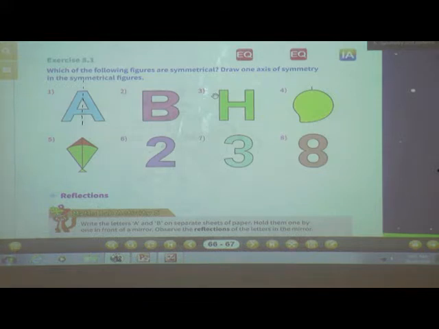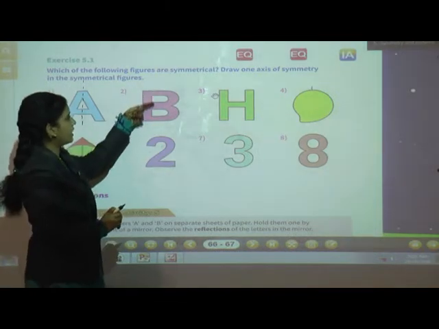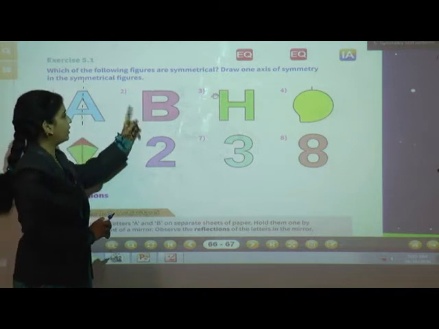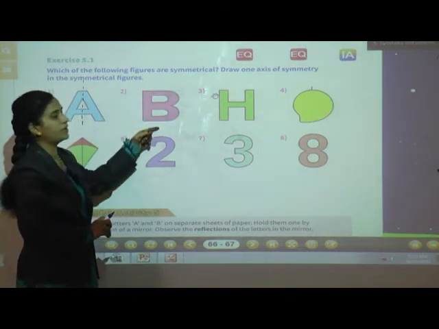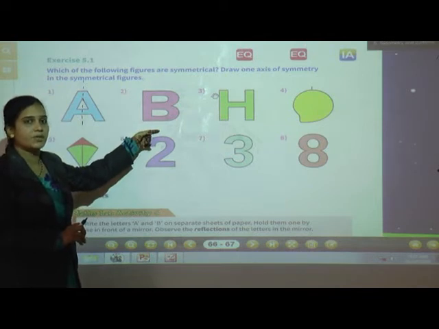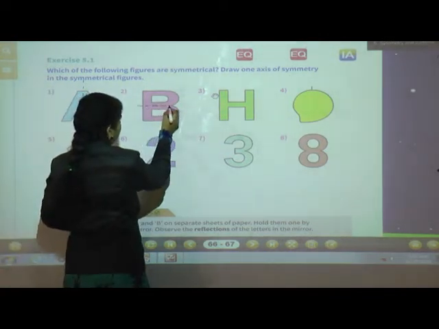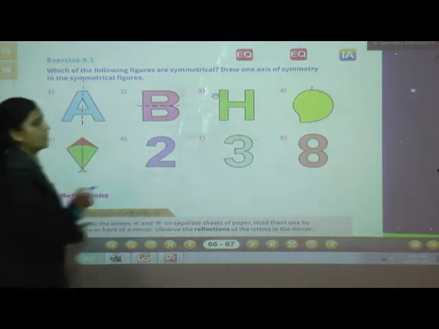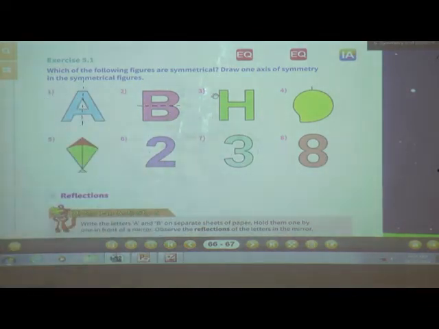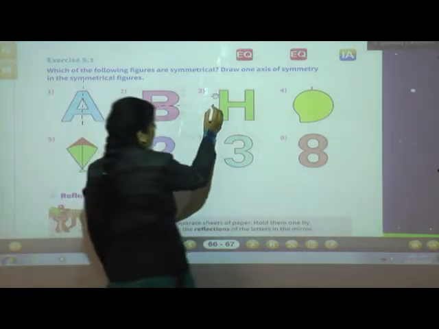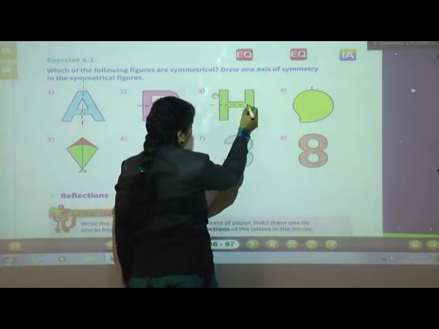Now students, B. Which axis of symmetry line can I draw? Horizontal or vertical? Yes students, very good. The horizontal line divides the B into two halves. For H, which type of line, students? Horizontal axis of symmetry. Very good.